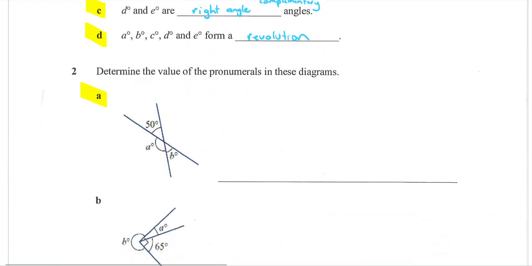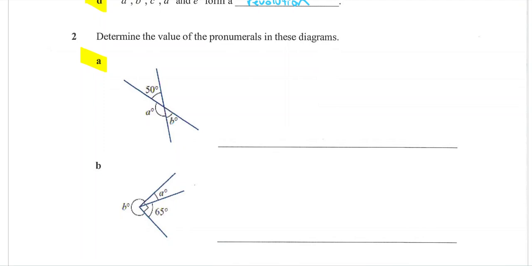Okay, question 2. This is what we spent lots and lots of time doing. You were given a diagram and you had to find the value of the pronumeral, and the question should say giving reasons, because we had lots of time doing that. So we're going to do that even though the question doesn't say it. This question has got two pronumerals. It doesn't matter which one you do first. I usually do them in alphabetical order.